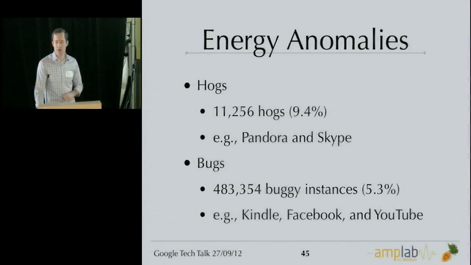And also, we found lots of instances of energy bugs. So about 5.3% of the instances of apps running on devices qualify as buggy instances. These include things like Kindle and Facebook and YouTube. And I'll describe a couple of examples of energy bugs in subsequent slides. Obviously, I can't even scratch the surface on some of the interesting stuff here, so I'm just going to give a couple of examples. If you're interested in seeing examples of energy hogs and energy bugs, I encourage you to run Carat on your device, and you'll probably find some.